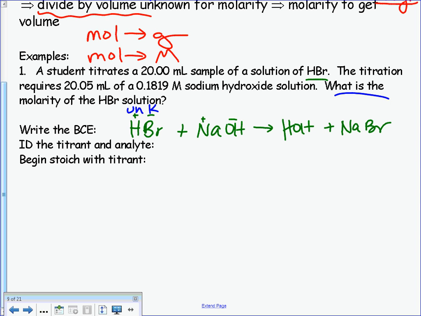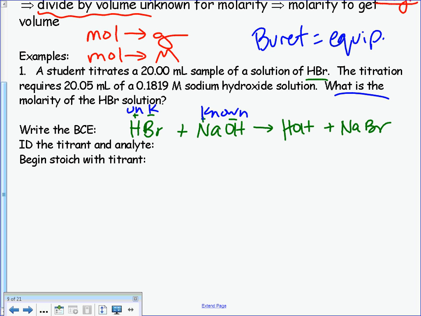So then what is sodium hydroxide? The known. The known is sometimes called the titrant too because it's in the burette. So that's another word I said earlier. The burette is the equipment that you would be using to do the titration.